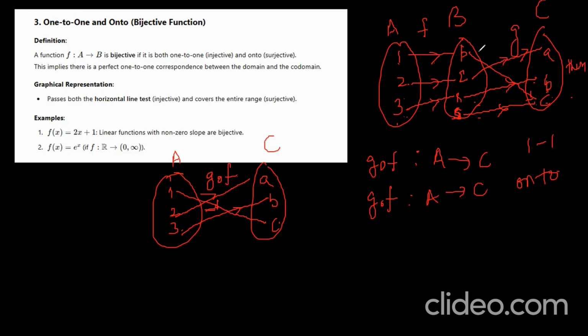But the second thing, B into C should be onto. A into B need not be onto. You understand? So this is the meaning of this. Okay. Got it? Very good.